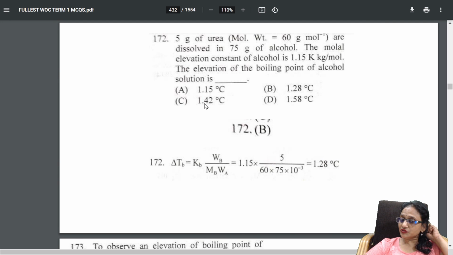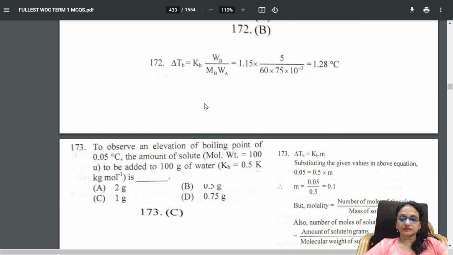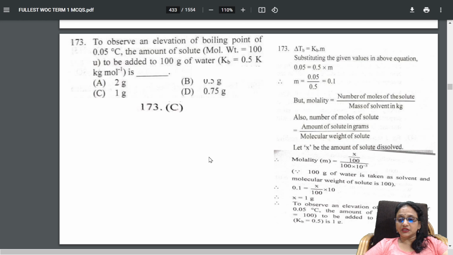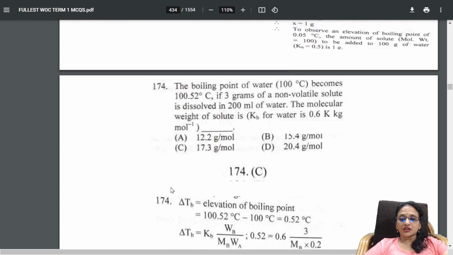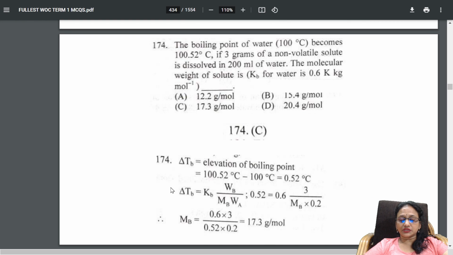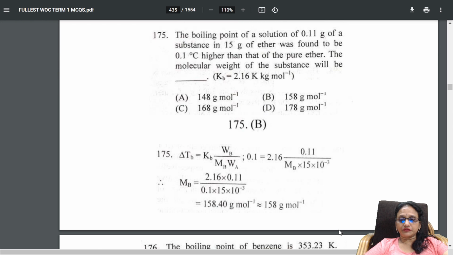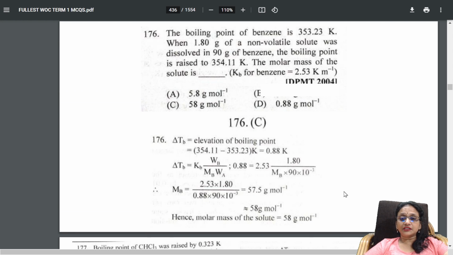This is one more question based on your elevation in boiling point. One more question based on your TB and molality. This is a question based on elevation in boiling point. Further questions, I have done a detailed explanation of the solutions chapter. Please watch the concept, students. I will give the playlist link in the description. Then this is a question of your elevation in boiling point. One more question.